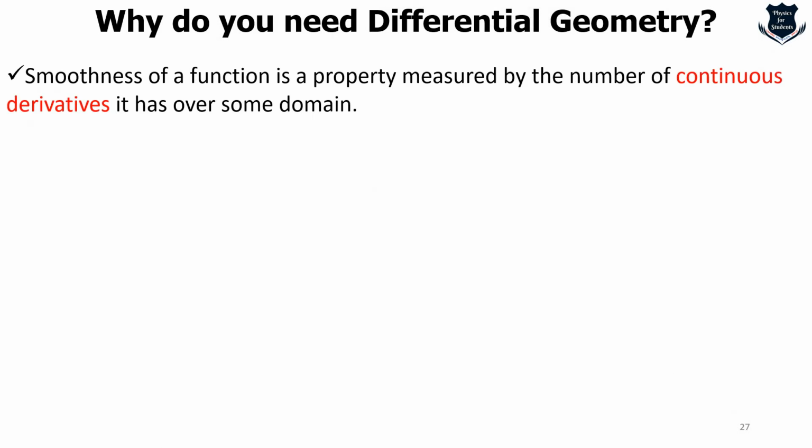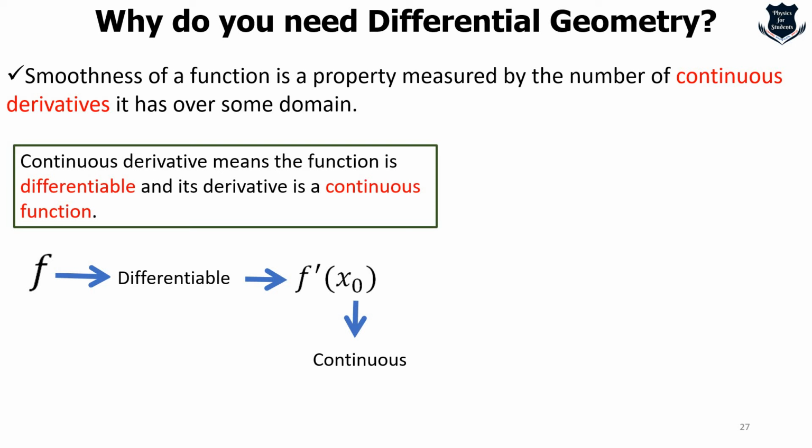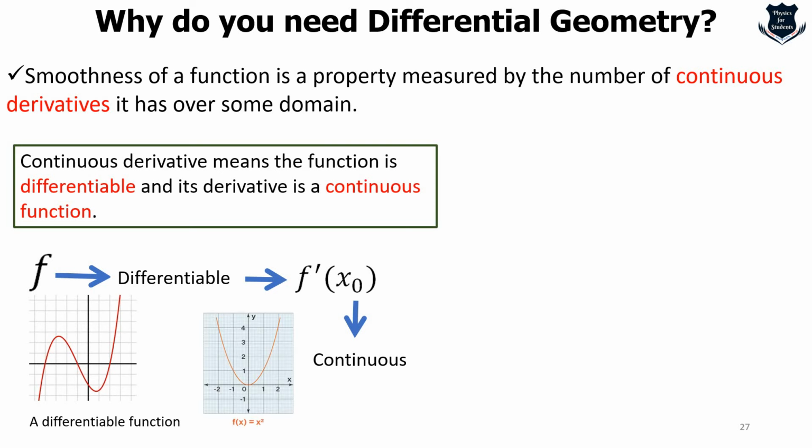So smoothness of a function is a property which is measured by the number of continuous derivatives. We do derivatives, and the derivative of the derivative, and so on. So continuous derivative means what? That the function is differentiable and its derivative is a continuous function. There is no break. So f is differentiable, so f prime of x0 is also continuous. So this is an example of a differentiable function. This is also differentiable, but this is not continuous. It is non-continuous. Why? Because the line has got a break.